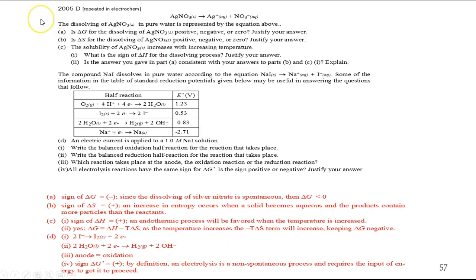This is AP Chemistry, Energy and Electrochemistry, problem 2005D.